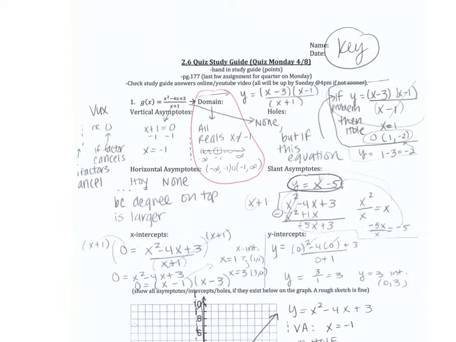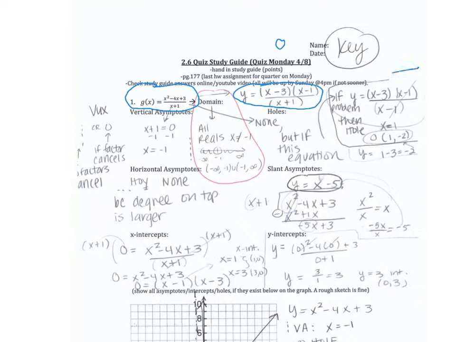Okay, so for problem number 1, this was the original equation that was given. Now, when you factor it, you would get x minus 3 times x minus 1 over x plus 1. And you see that no factors cancel. The only time you're going to have holes, right, points of discontinuity, is if factors cancel out.